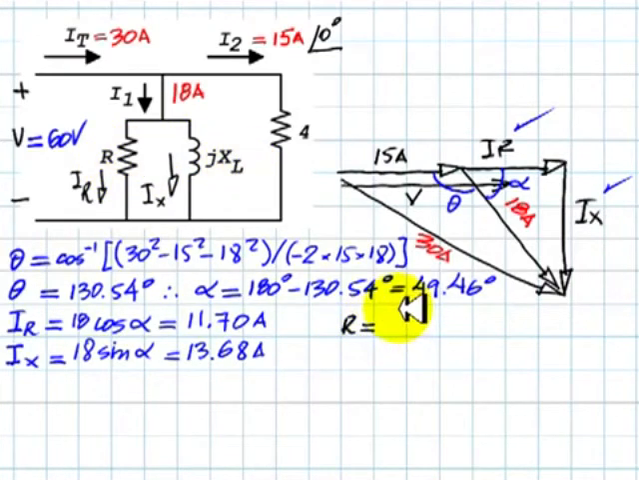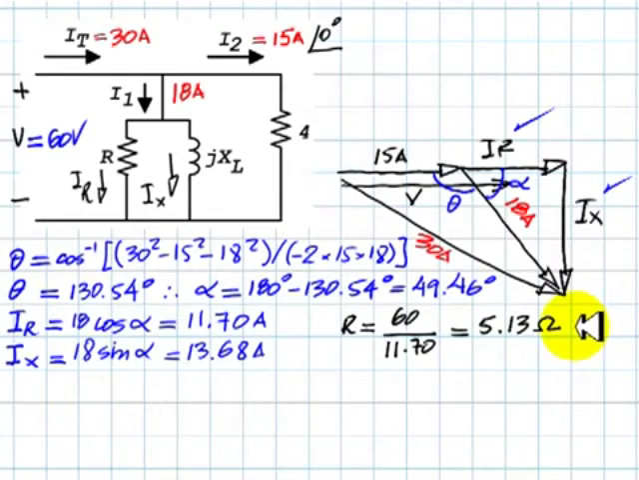R is 60 volts, 0 degrees, which is a real number, divided by the current 11.70, which is also a real number. It has a phase of 0 degrees, as we see there. And that is the resistance we're looking for, 5.13 ohms, this resistance. Let's find the reactance XL.